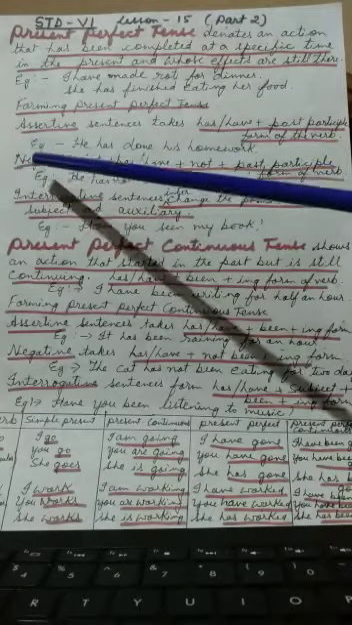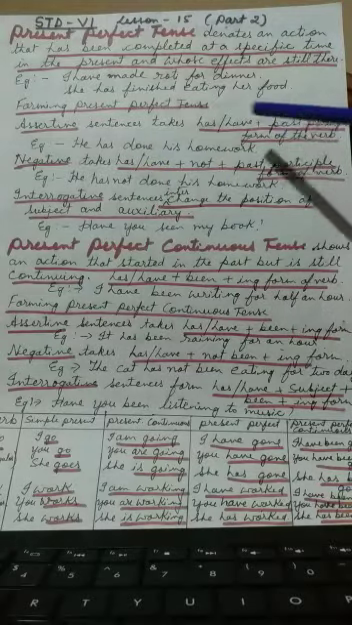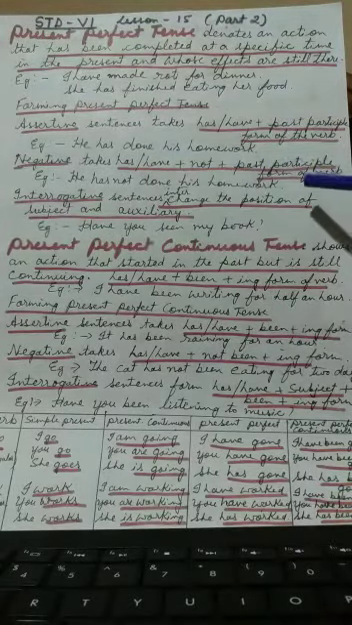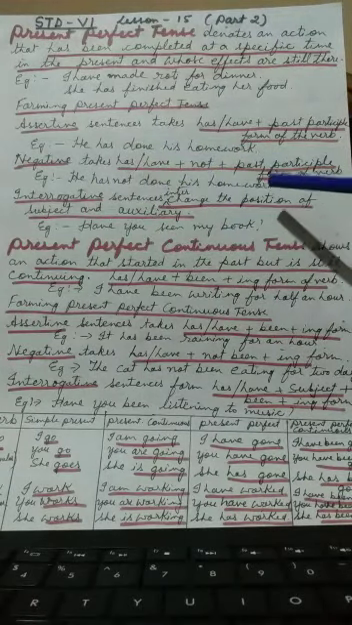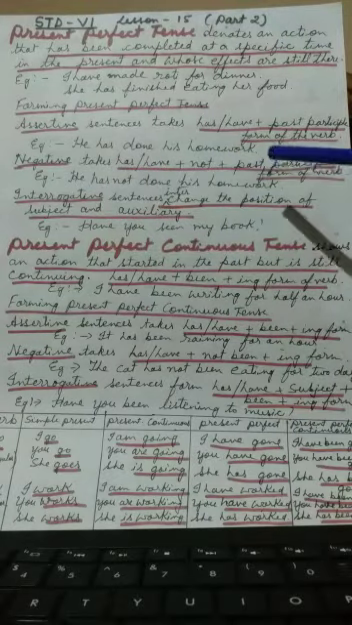Now in the case of negative sentence it takes has or have, same like this only, not will be added. Has or have plus not plus the past participle form of the verb. Like he has not done his homework. Like suppose he has not gone home.